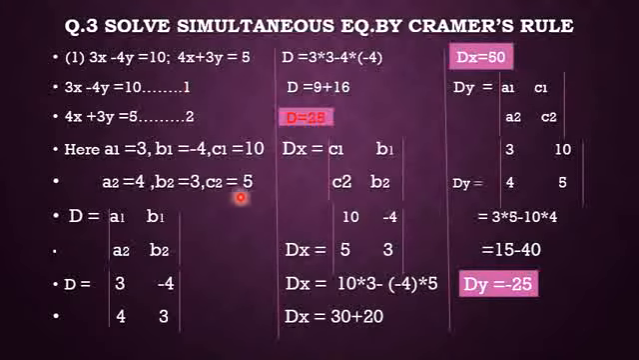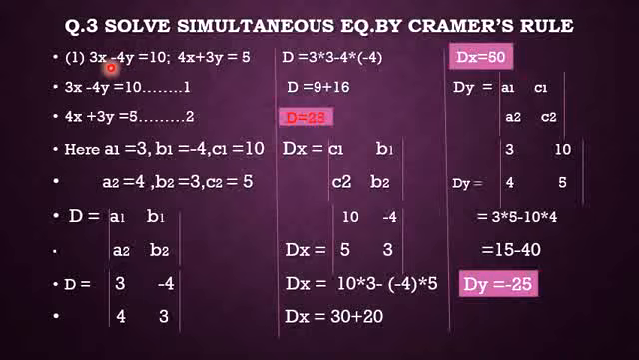First example: 3x minus 4y is equal to 10, and 4x plus 3y is equal to 5. We have to give number 1 and number 2. 3x minus 4y is equal to 10, equation number 1. 4x plus 3y is equal to 5, equation number 2. We can find the values of a1, b1, c1. The general form of a simultaneous equation is ax plus by is equal to c.